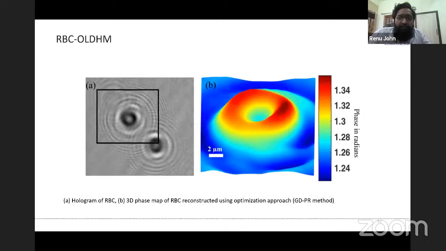So that was another configuration. We explored whether we can record inline holograms without much complexity in the system. Then, can we go for lensless systems where we can have a very compact system, almost like your mobile phone, to record holograms in real time?